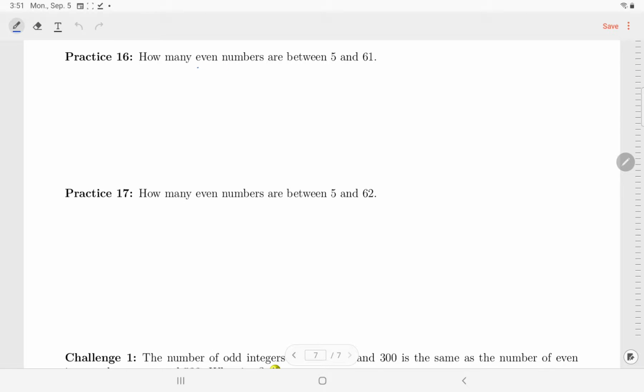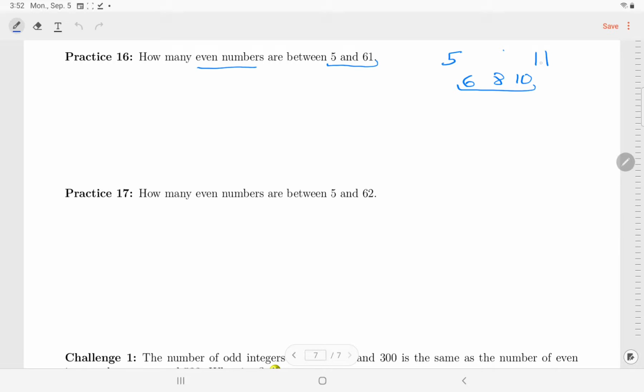How many even numbers are between 5 and 61? Okay, I don't want to write all the even numbers between 5 and 61. So let's simplify it a bit. Let's say it's between 5 and 11, right? So I can write the even numbers between 5 and 11. These are 6, 8, and 10. So I have 3 numbers.